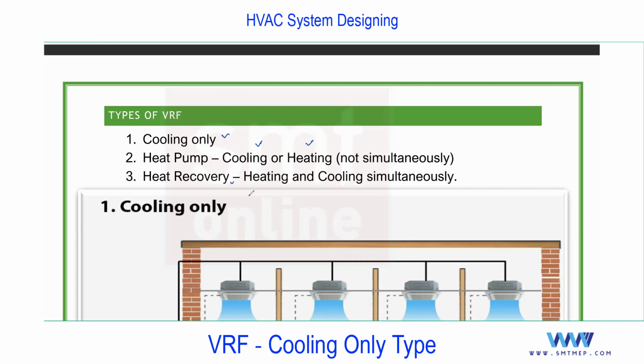Cooling system you can understand easily. In heat pump, you'll find a 4-way reversing switch. And in heat recovery, the advanced type, you'll find 3 pipes. You see point 1 and point 2. Cooling only and heat pump are 2-pipe systems, and heat recovery is a 3-pipe system. We'll discuss in detail. So what I explained is the same in the images.